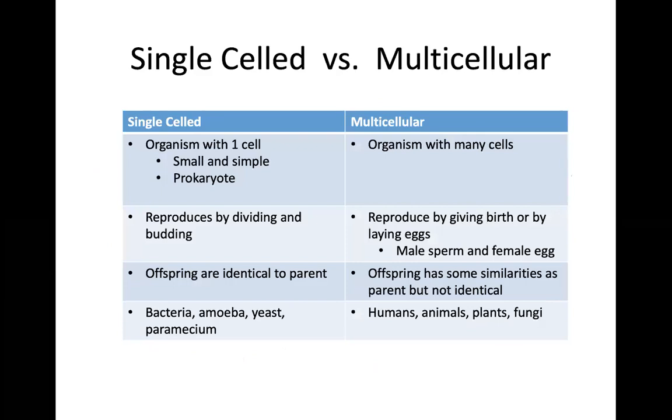We'll look at some of these videos. So the next thing is single cell versus multi-cell. So single is how many? And multi is? More than one. Great. So one cell versus many cells. Single cells reproduce by dividing and budding, and we're going to talk about that when we get into mitosis. And multicellular reproduce by giving birth. In a single cell, the offspring are identical to the parent. And in multicellular, they're not identical because you have how many parents?